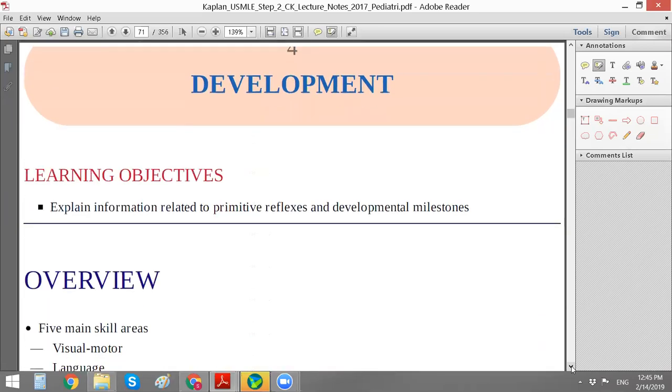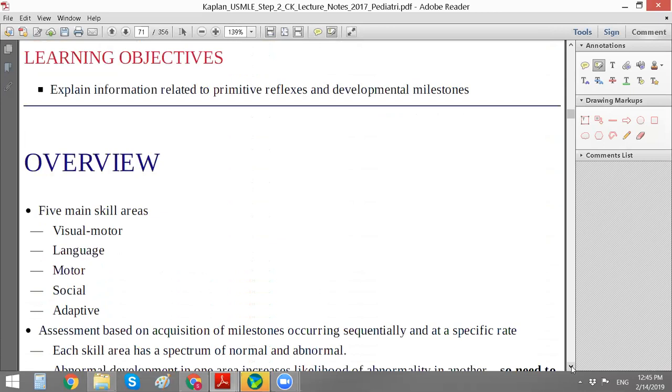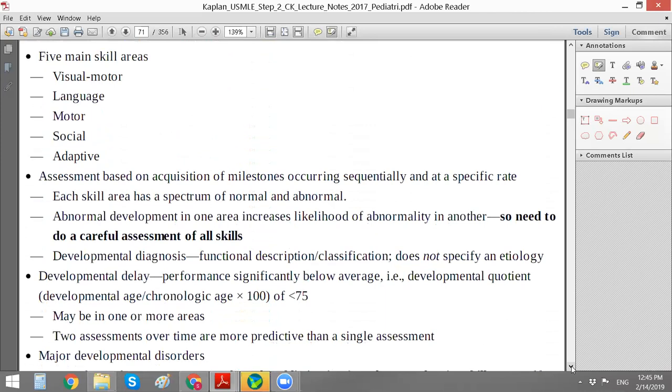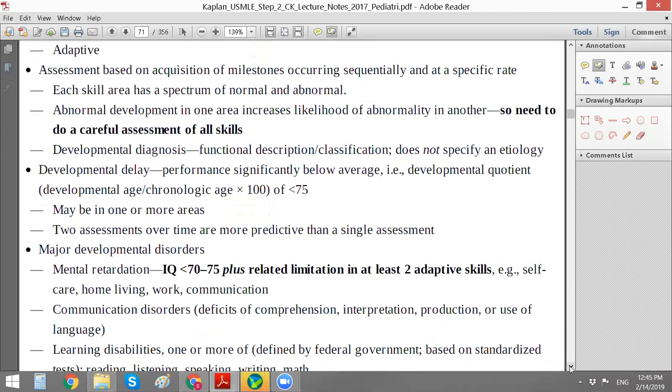Now we are on development. Developmental delay is when performance is significantly below average: developmental age divided by chronological age multiplied by 100 is less than 75, in one or more areas. Two assessments over time are more predictive than a single assessment. If we have one area with abnormal development, we need to do a careful assessment of all areas.